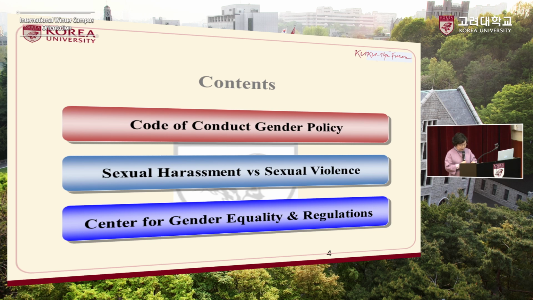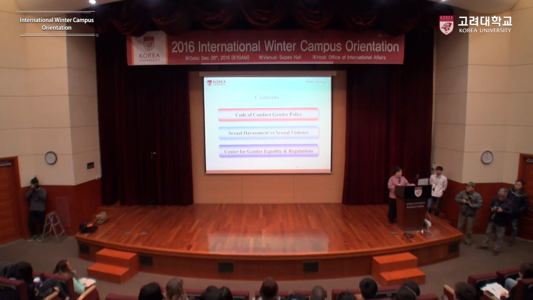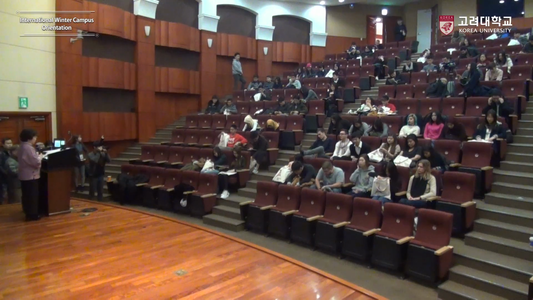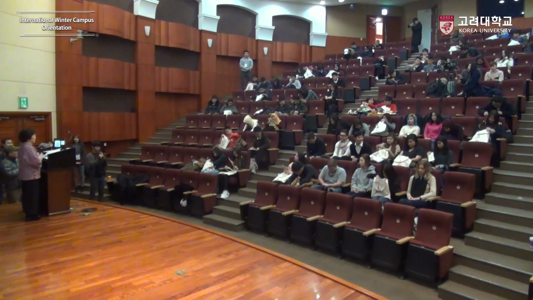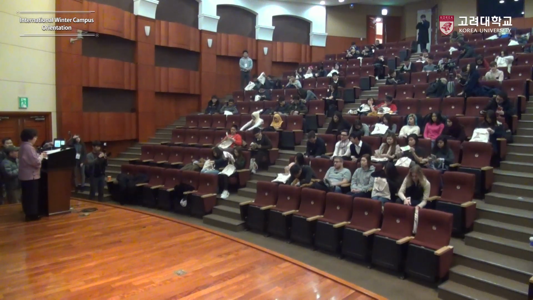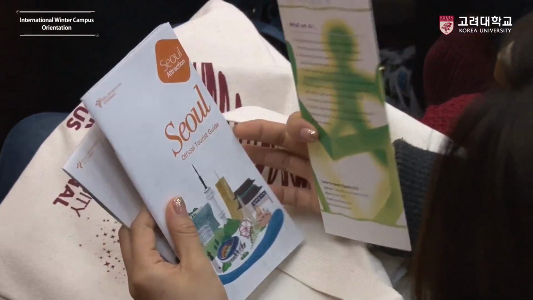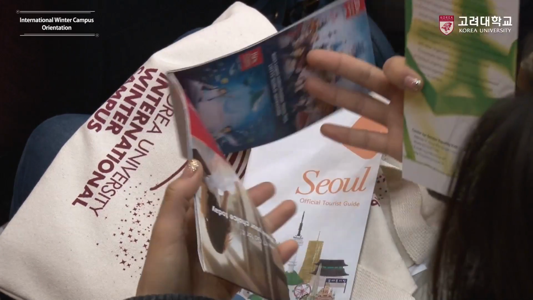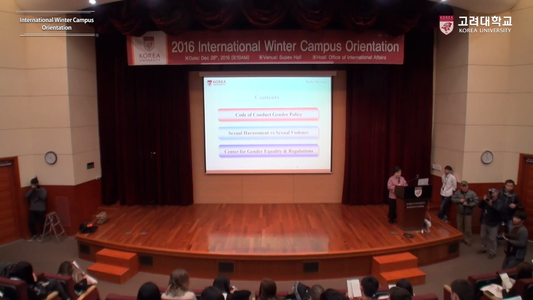Here is the order of orientation. First of all, I will tell you about the Code of Conduct Gender Policy according to our school regulation. And then I will show you short video clips about the definition of sexual harassment and sexual violence. After that, I will inform you about the Center for Gender Equality. I think there is this green brochure in the package which you already got. Please check if you have one in the package. Otherwise, you could pick one up at the Center for Gender Equality. In this brochure, there is some very useful information which you might need during your stay here. So please keep this while you are registered at Korea University.